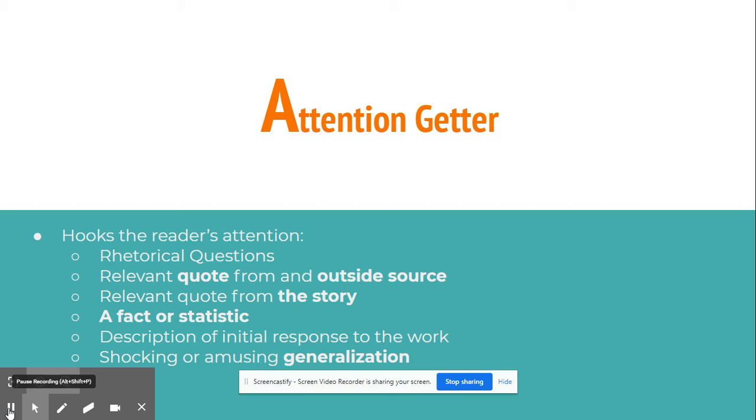And a hook is basically where you're just grabbing the reader's attention. You can do that by asking a rhetorical question, which is a question that's not really going to be answered. You can put a relevant quote from an outside source or even from the text. You can add a fact or a statistic. If you're going to do that, it needs to be something interesting or shocking. Also, you can discuss how you initially responded to the text, especially if it shocked you or significantly changed your opinion. And the last thing you can do is share some shocking or amusing generalizations. A generalization is just a fun way to say stereotype.